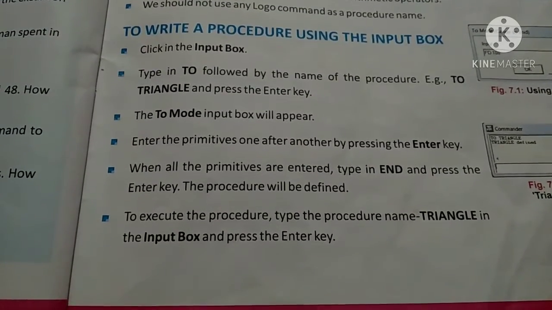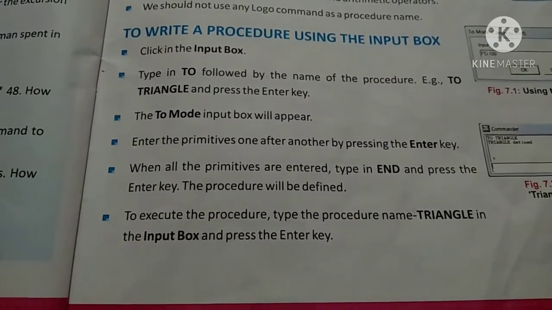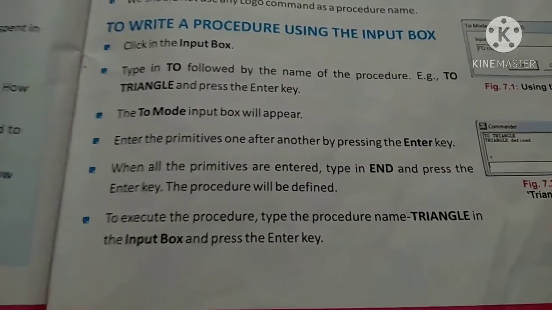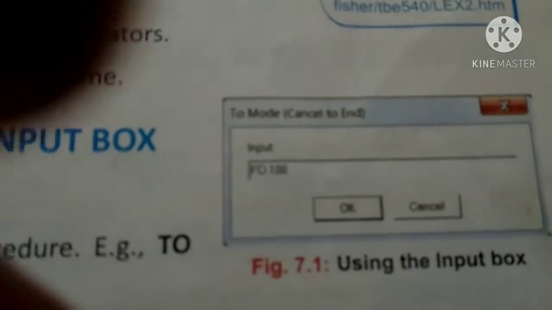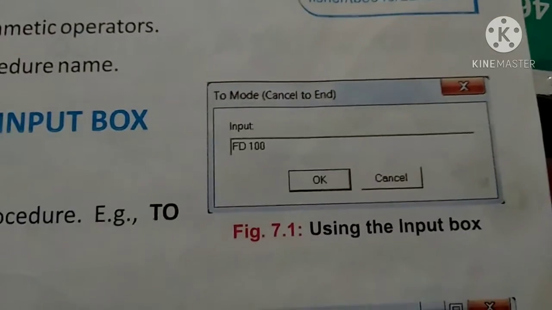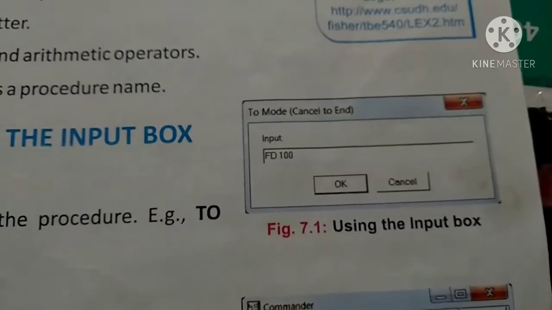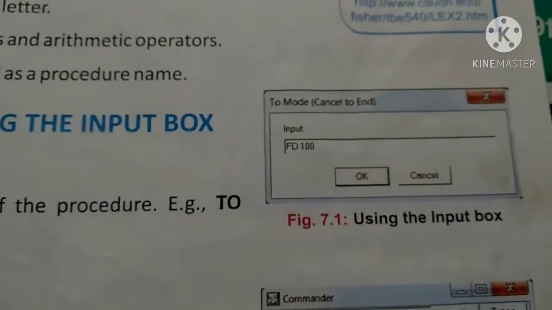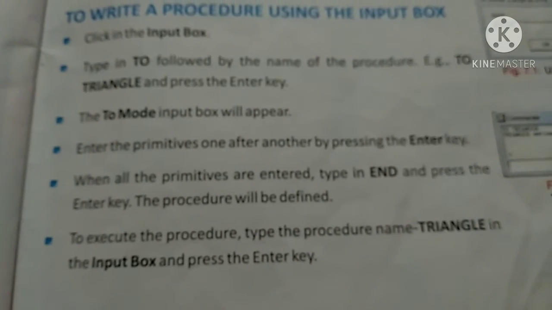The TO mode input box will appear. Then what will appear? The TO mode input box will appear. As you can see, this is the TO mode input box. See, figure 7.1, FD 100. We have put what? We have given the primitives over here. Okay, enter the primitives one after another by pressing the enter key.